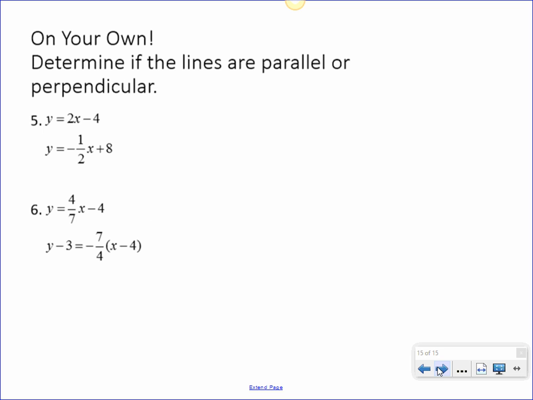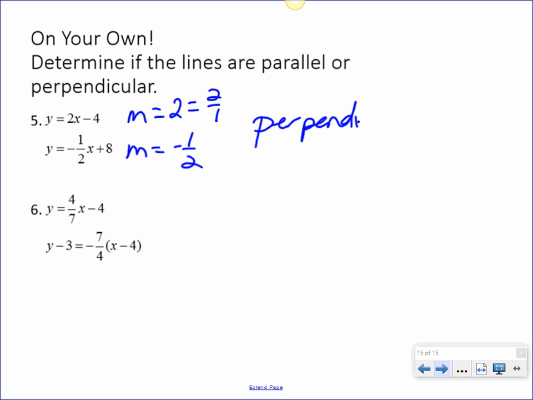For the next one, hopefully we can take a look and see about these on our own. So take a look at 5 and 6 on your own, pause the video, and then come back and we'll take a look. Okay, so the slope of the number 5, we should have found the slope here is a 2, which is the same thing as 2 over 1. The slope of the bottom one is a negative 1/2. So the question becomes, are they opposite reciprocals or are they the same? They're obviously not the same, but in this case they are opposite reciprocals, so these two lines would be perpendicular.